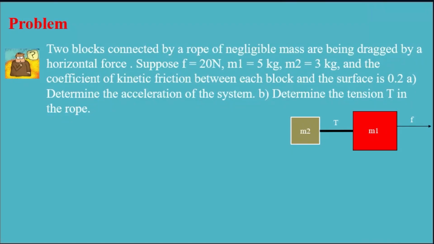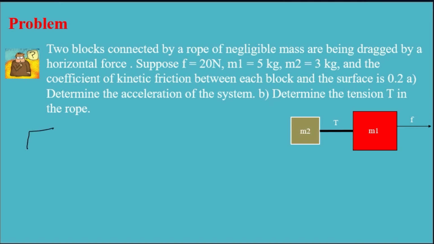Here I have two blocks with a mass of m1 and m2, and the coefficient of kinetic friction between the blocks is 0.2. Two blocks are connected with a rope, and I need to find the acceleration of the system and also the tension in the rope. Let me draw the free body diagram for M2 and M1.